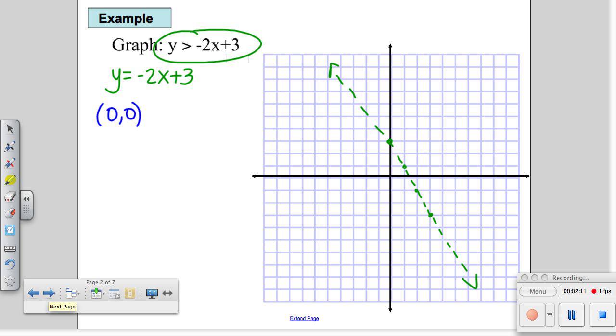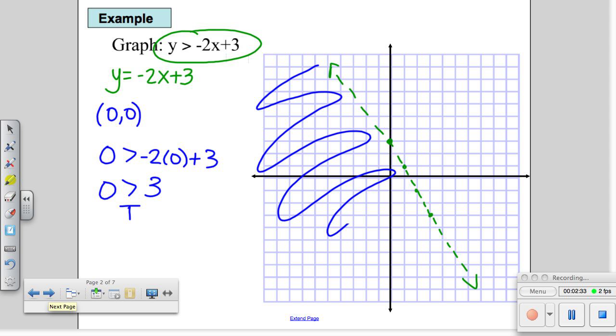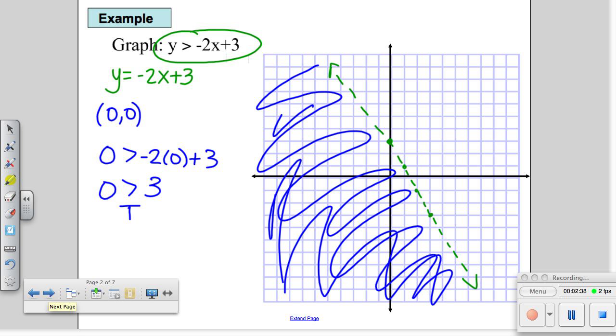I'm going to plug it into my original inequality, so I'm going to get 0 is greater than negative 2 times 0 plus 3. And if I do a little simplifying, I get 0 is greater than 3. Now this is a true answer. This is true. 0 is in fact greater than 3. So that tells me I'm going to shade the side of the line that includes 0, 0. And the shaded region here would represent all the points that work in this inequality.